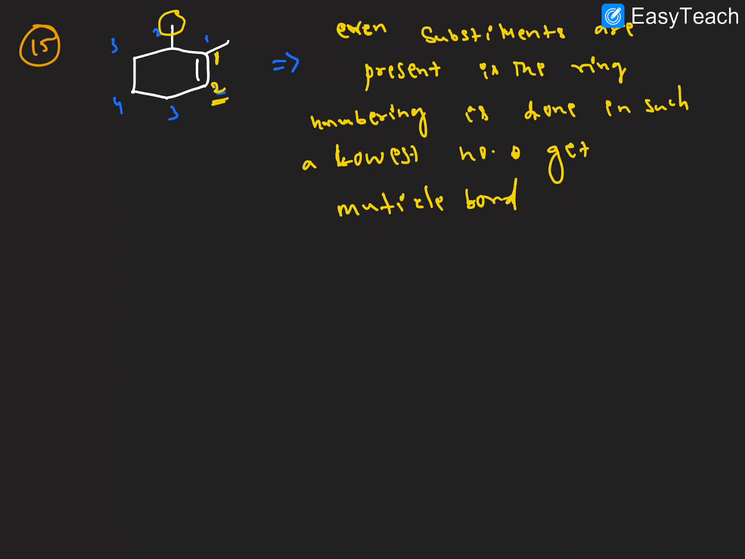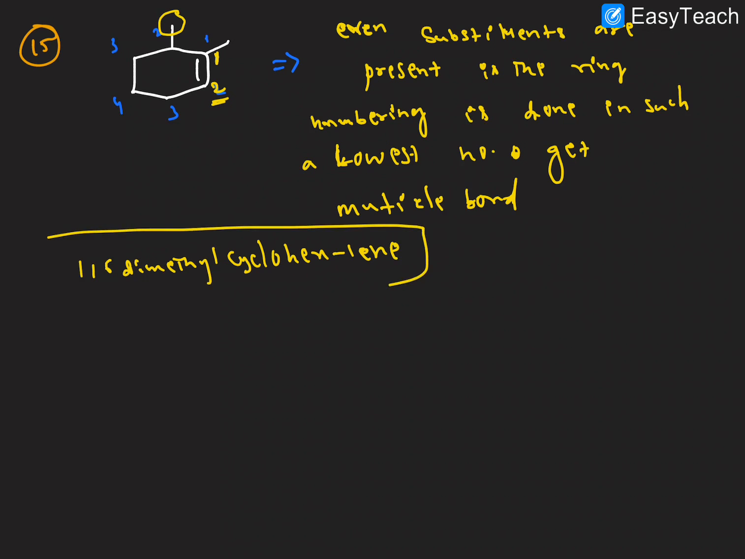So what is the name of this compound? 1 comma 2 3 4 5 6, 1 comma 6 dimethyl cyclohexene. So this is the compound name, right?